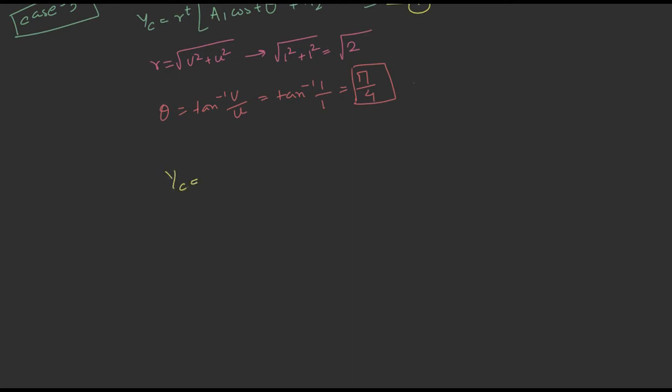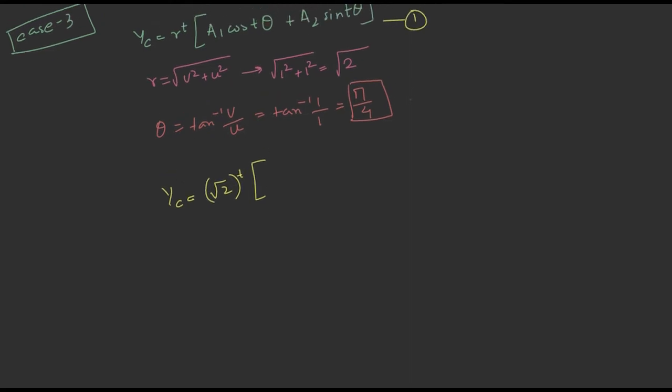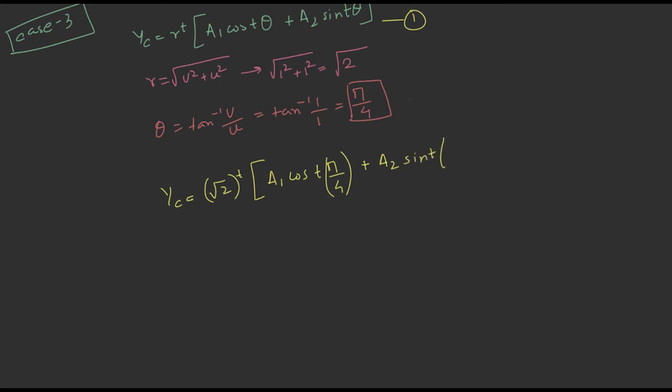yc equals to, what is the value of r? Root 2 to the power t. What is theta? Pi by 4, right? So a1 cos t pi by 4 plus a2 sin t pi by 4. So this is the value of yc, but there is something unknown. We don't know the value of t, so we need to find the value of t.